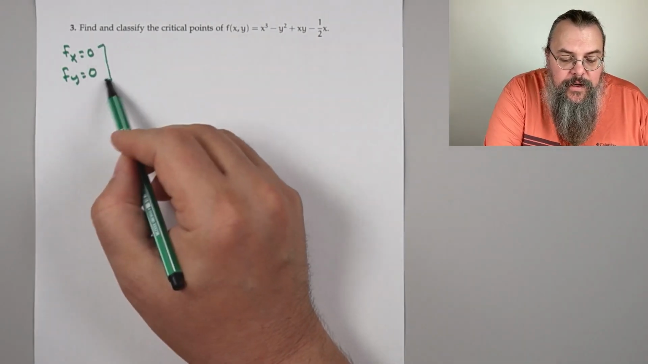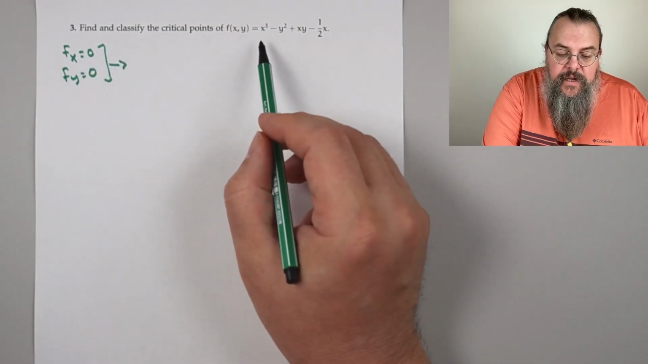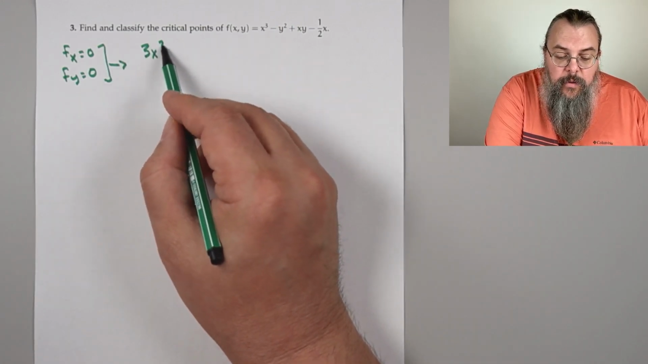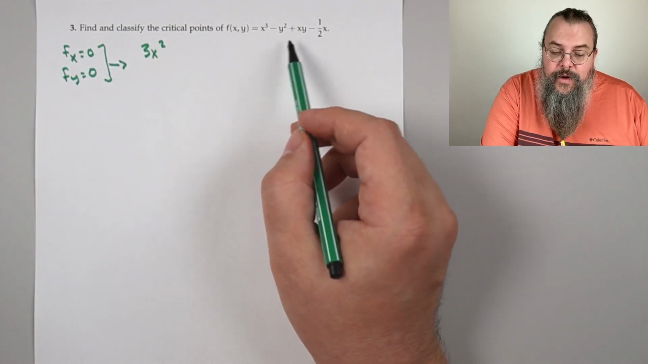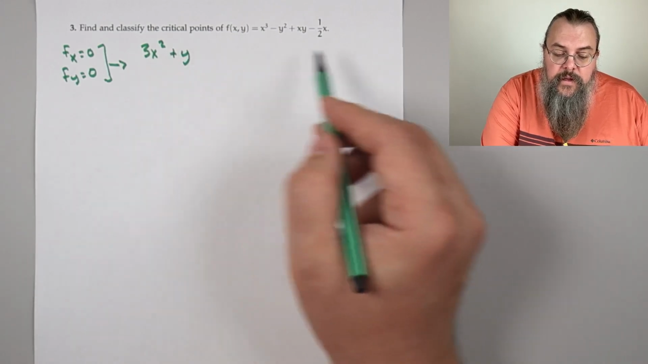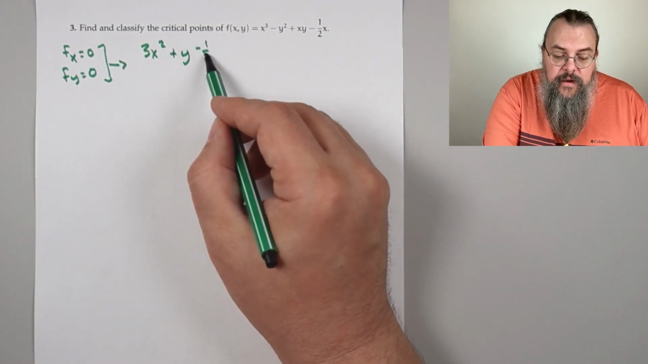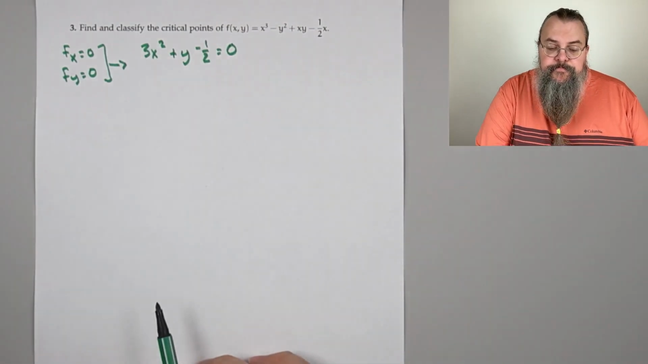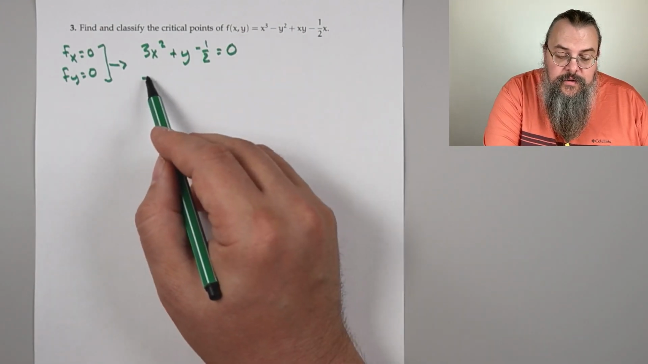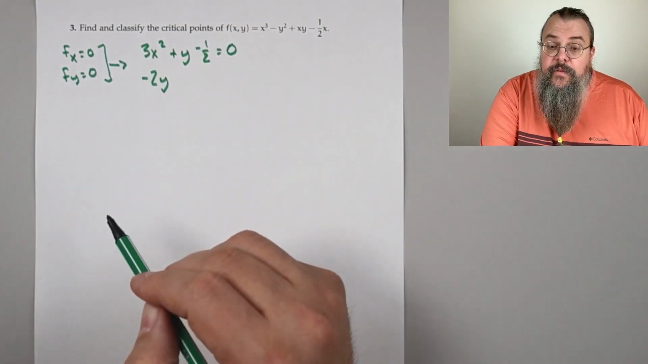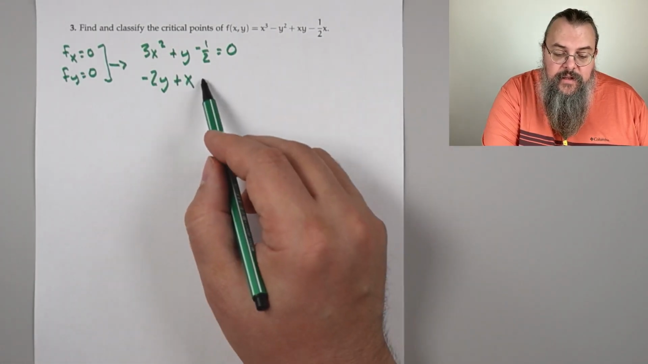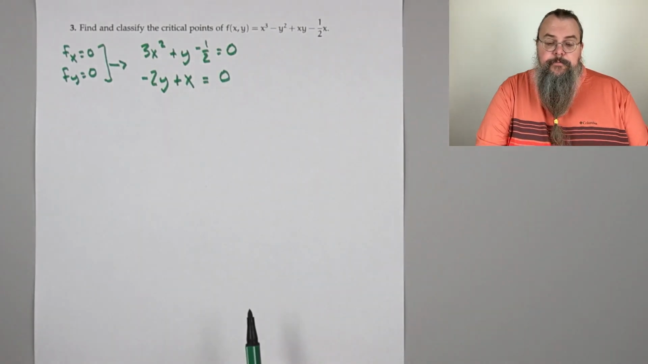All right, so what does this become? Well, take the derivative with respect to x. We'll have 3x squared, then the derivative of y squared is 0, because right now we're taking the derivative with respect to x. Derivative of x times y, y. Derivative of minus a half x, minus a half. And we set that equal to 0. Now f_y equals 0. Okay, derivative of x cubed, 0. Then derivative of y squared, minus 2y. Derivative of x times y is plus x. And derivative of minus a half x is 0. So we get equals 0.